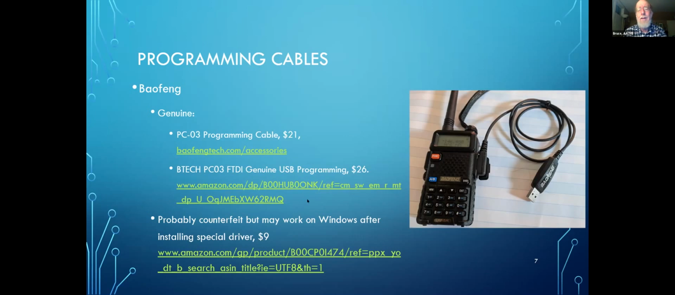Another option I mentioned earlier, even if you're not sure you're going to end up buying RT Systems software, you might find that they have exactly the cable you need, and they're a reputable supplier. And then in most cases, that cable will be compatible with CHIRP, assuming CHIRP supports your radio. That's what I found with one of my two Kenwoods.